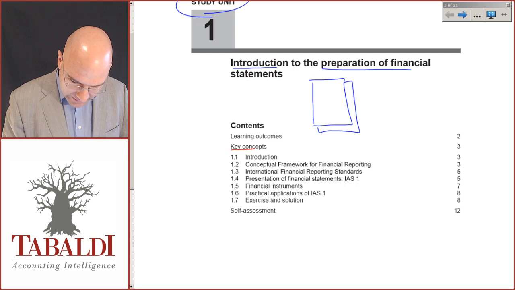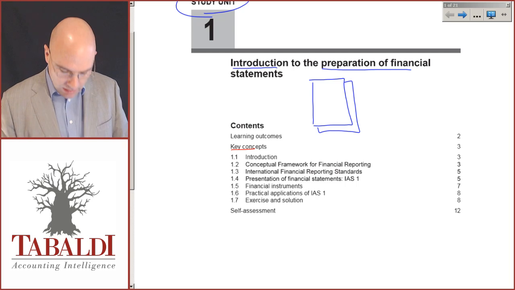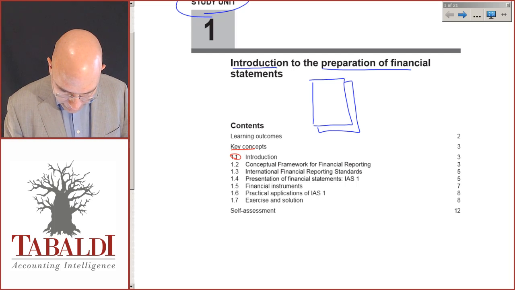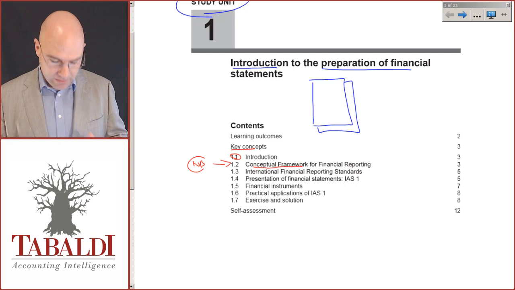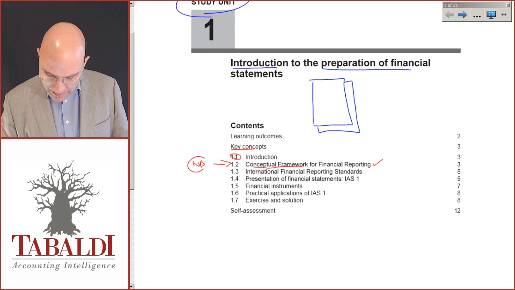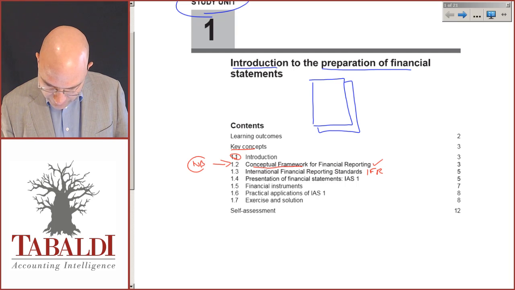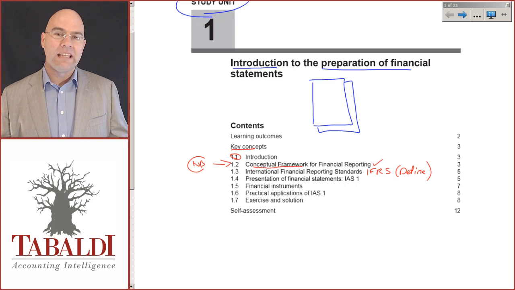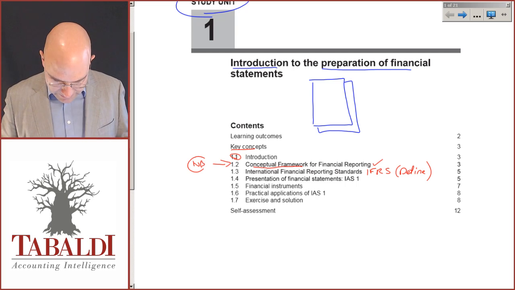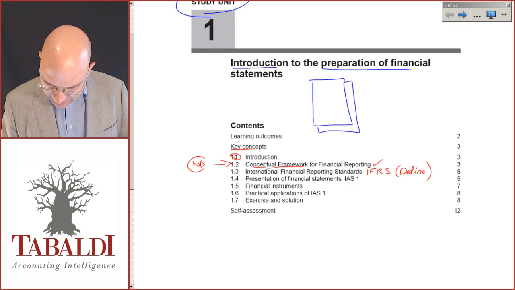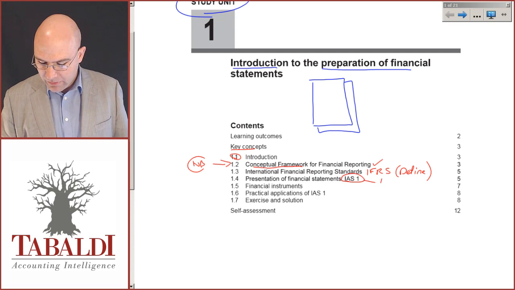We're going to look at a couple of key concepts within the learning outcomes. 1.1 is just an introduction. What is important for your greater accounting studies is the conceptual framework for financial reporting. We're going to spend some time on that. That one is very important. Here, International Financial Reporting Standards, IFRS. The most important thing here is just to define it so you know what we are dealing with, right? Again, not examinable, okay? But it will give you a background for the rest of your studies. Presentation of financial statements, IAS 1. What is going to be very important coming out of here is your layout, right?